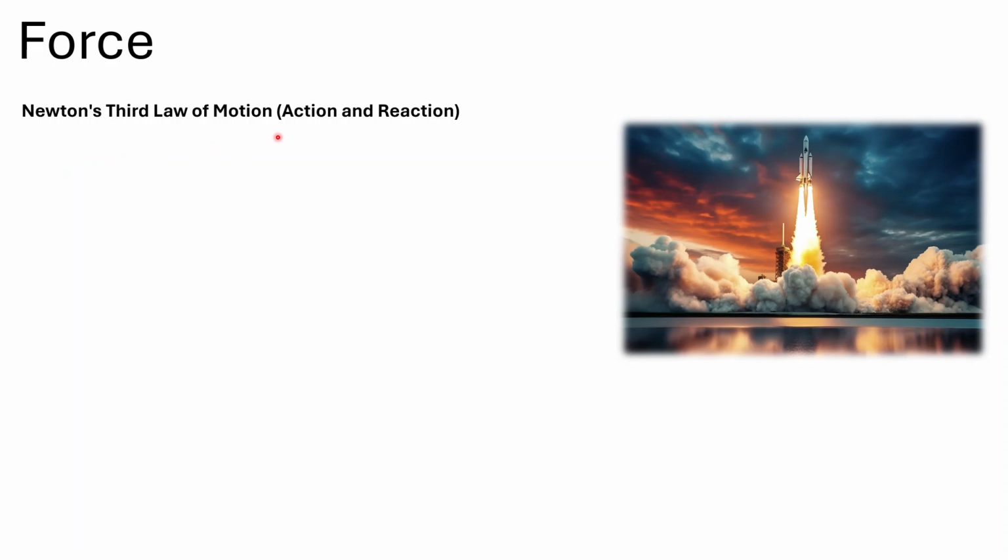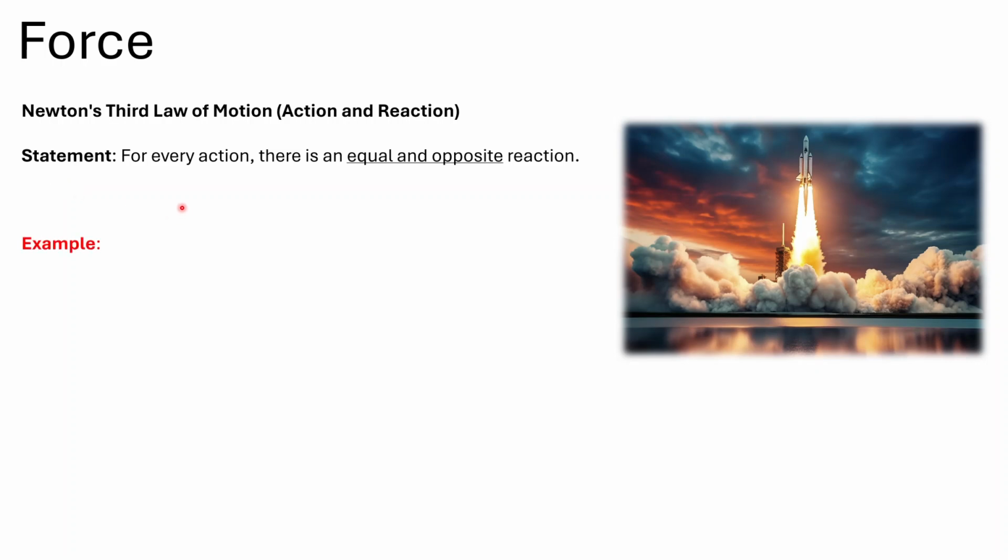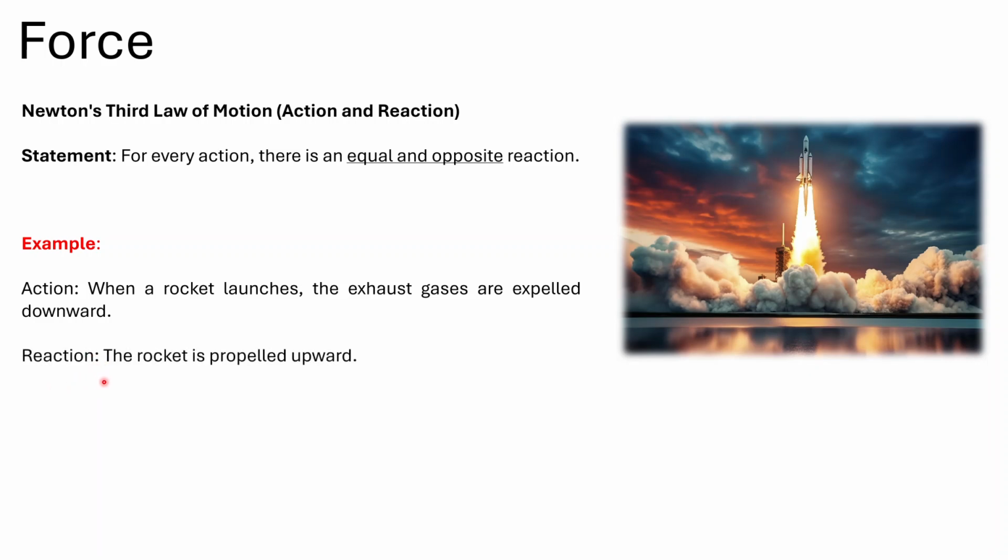Newton's third law of motion, action and reaction. It states that for every action, there is an equal and opposite reaction. This law states that forces always occur in pairs. When one object exerts a force on a second object, the second object exerts an equal and opposite force on the first object. Example: action, when a rocket launches, the exhaust gases are expelled downward. Therefore, the reaction is the rocket is propelled upward.